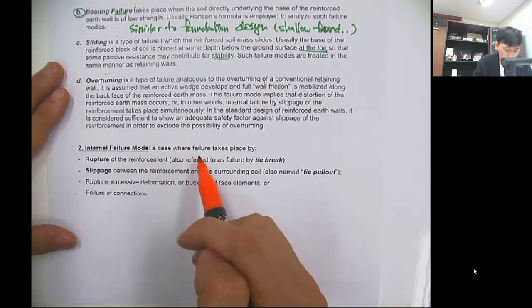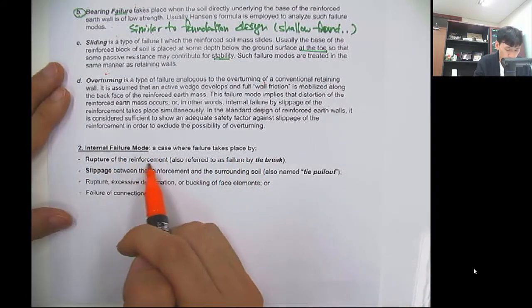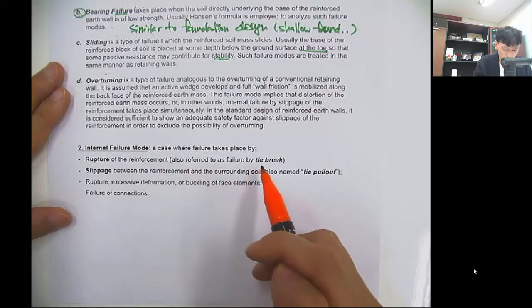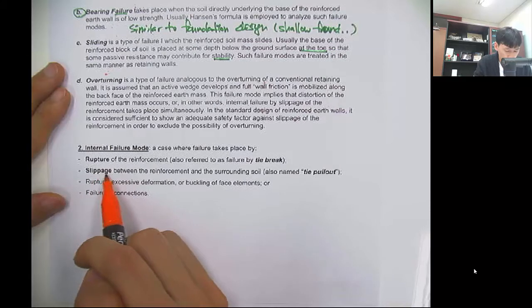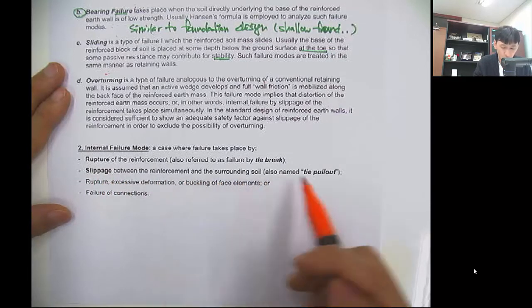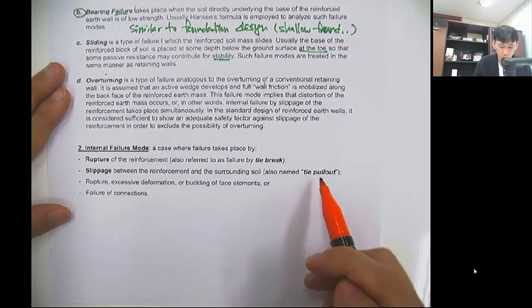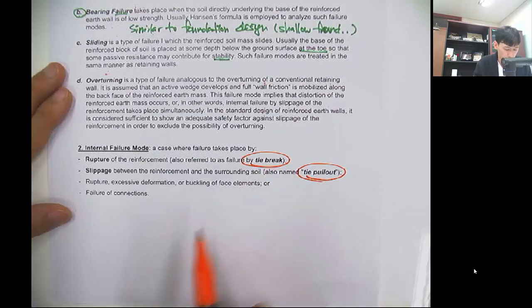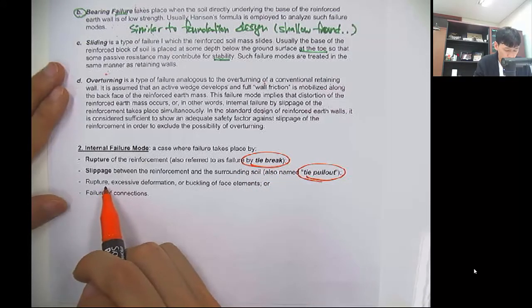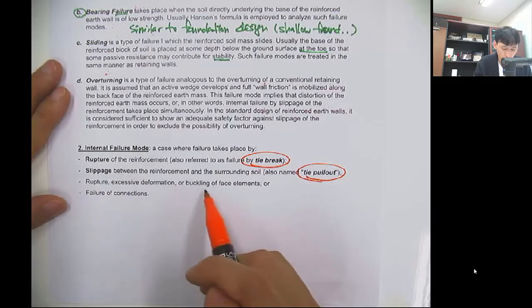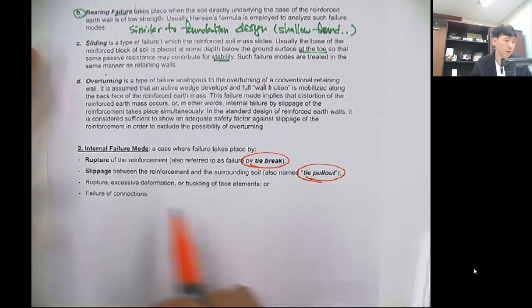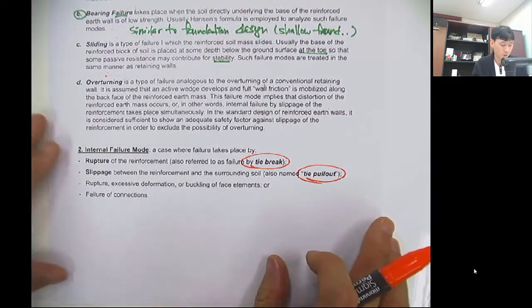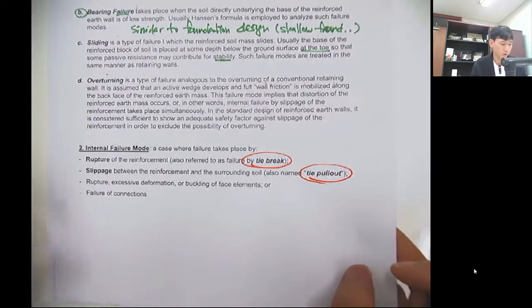This is the case where the failure takes place by the rupture of the reinforcement, also referred to as the tie break, and failure takes place by the slippage between the reinforcement and the surrounding soil, also named tie pullout. So you get the idea. And the rupture also can occur in excessive deformation or buckling of the face element, or failure of the connection. So these are the typical failure modes that people observe in this reinforced earthwork.